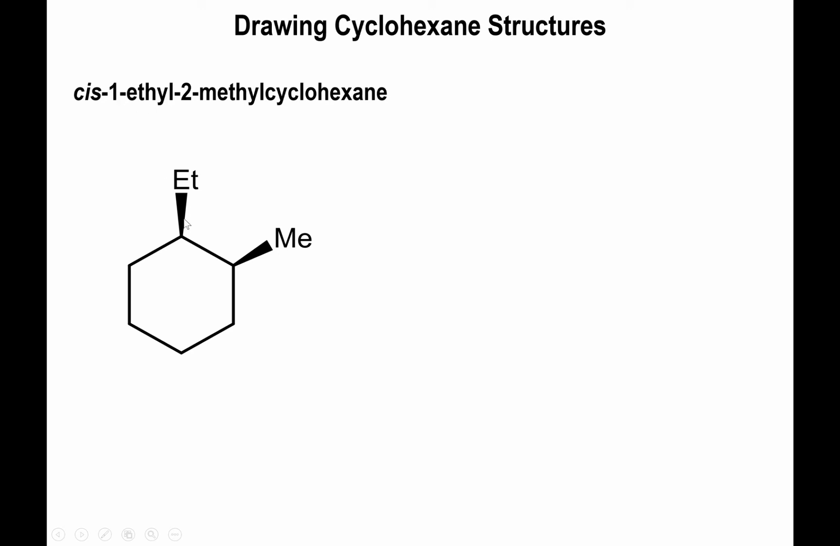Ethyl is at position 1, so if this carbon, we call it carbon 1, that's the ethyl group. At position 2, we have methyl. So now notice I'm going clockwise in this setup, right? So ethyl is at position 1, methyl is at position 2, and I'm just basically going clockwise. This is a little bit subjective, I would say, but I prefer to do it this way. It's going clockwise the entire time.